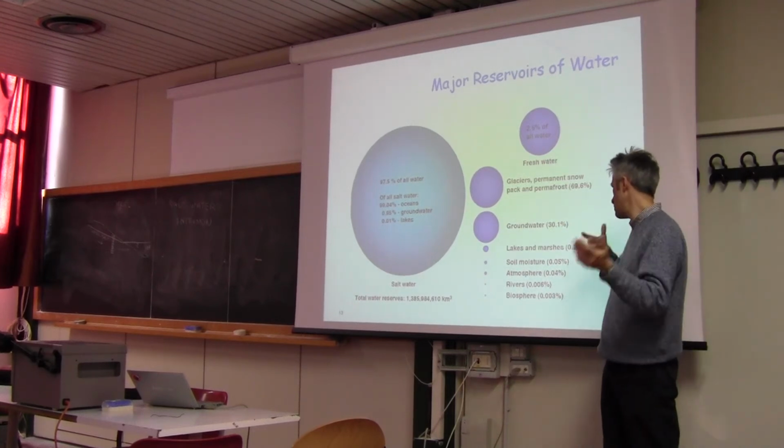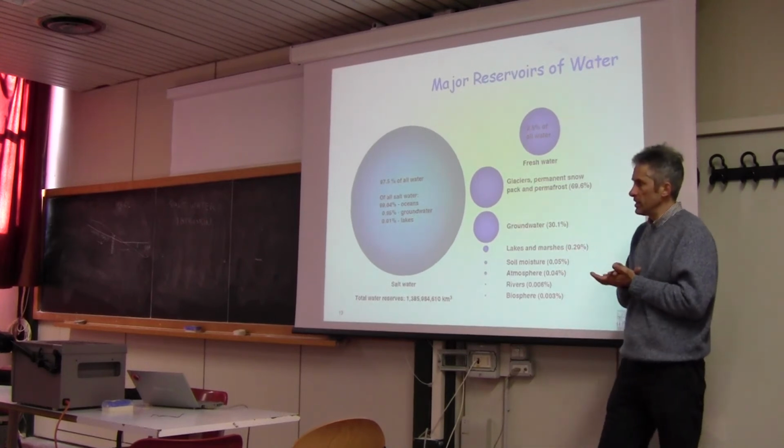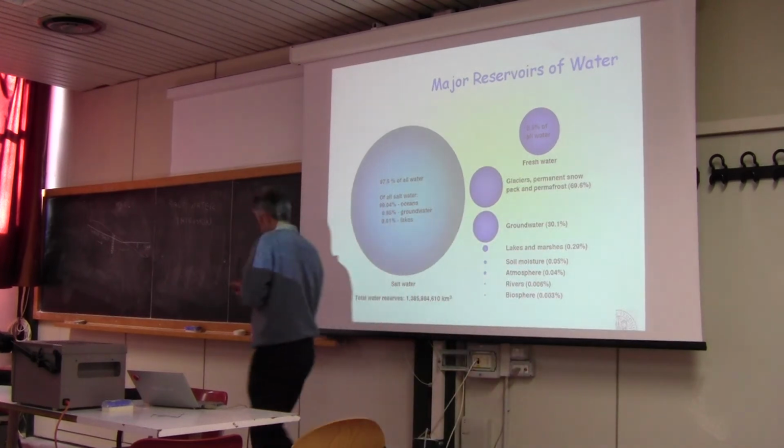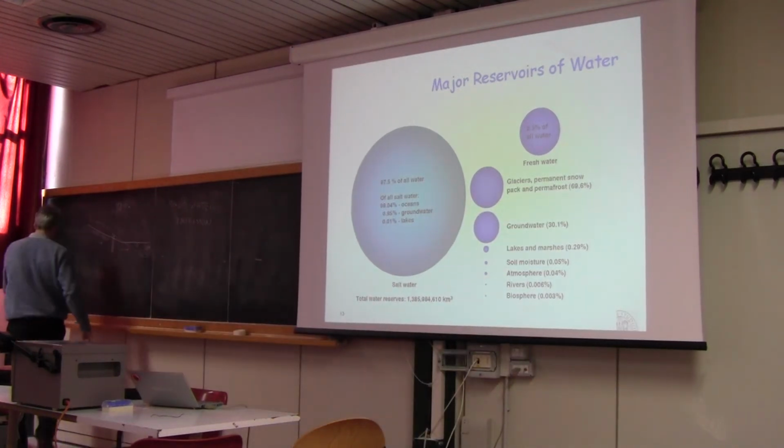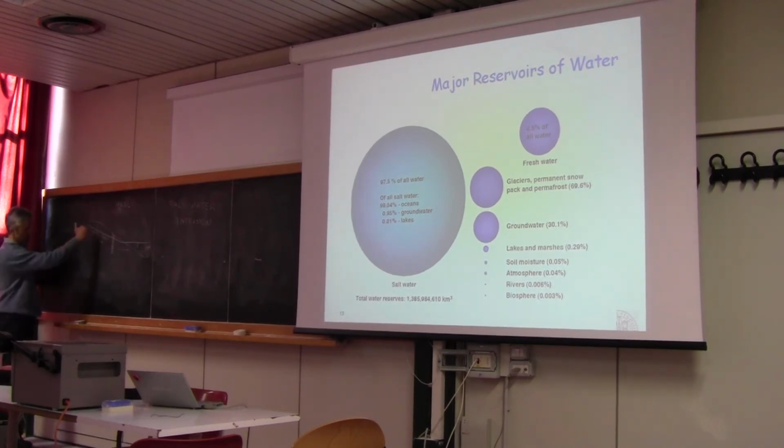Then we have soil moisture, which cannot be used, but is still significant. Soil moisture is included in a belt of soil which is just above the saturated zone. So below the water table you have the saturated zone.